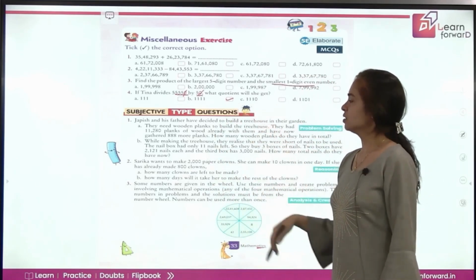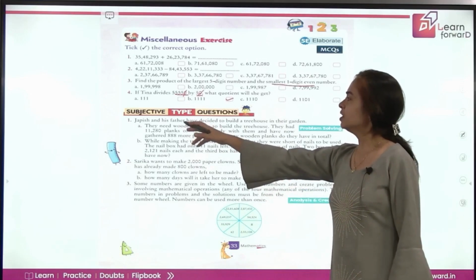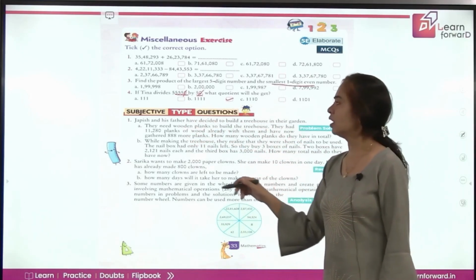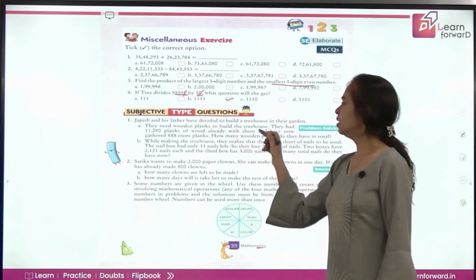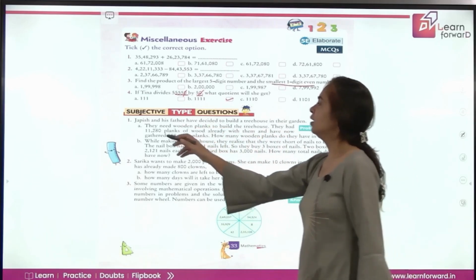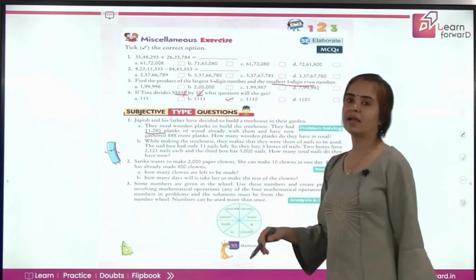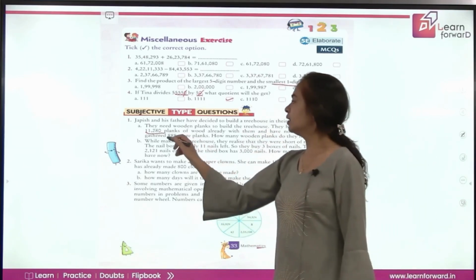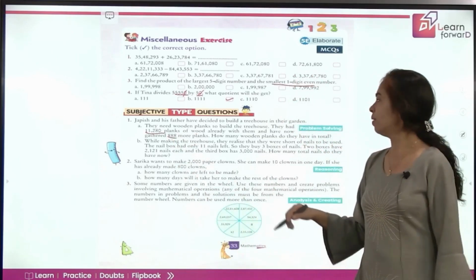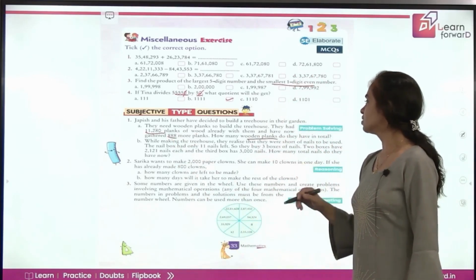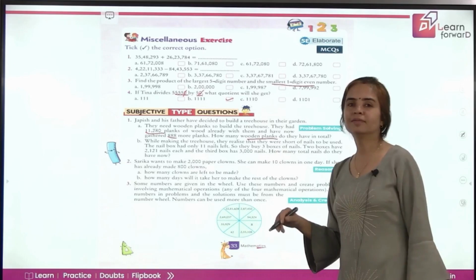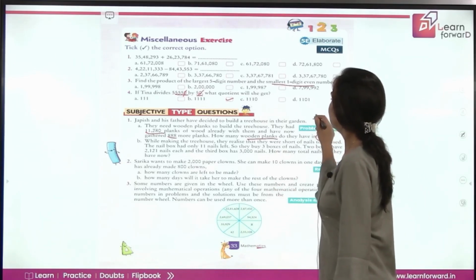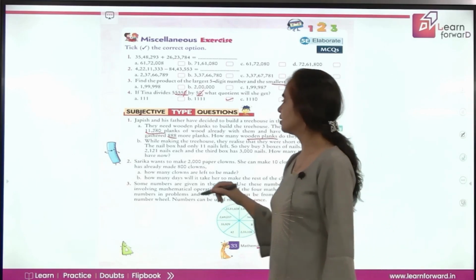Now in your subjective type questions, Japish and his father have decided to build a tree house in their garden. They need wooden planks to build the tree house. They had 11,280 planks of wood already with them and have also gathered 888 more planks. So how many wooden planks have they used in total? Yes, total means adding. So you will be adding these numbers of planks here.